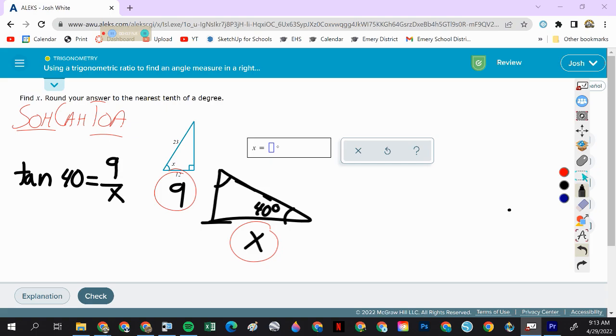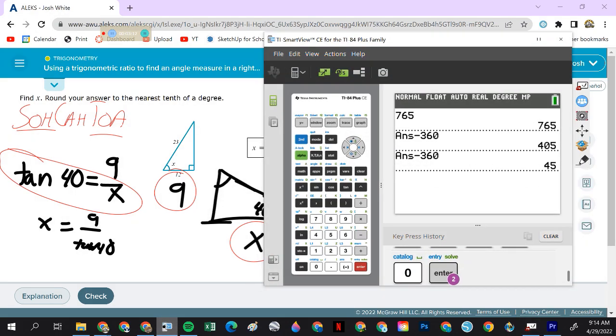How do I solve this type? You switch places with the tangent of 40 and X. So X is 9 over the tangent of 40. If I pull up my calculator, X is 9 divided by the tangent of 40, which gives me 10.72. Okay, so if you know the angle, then you use sine, cosine, and tangent.